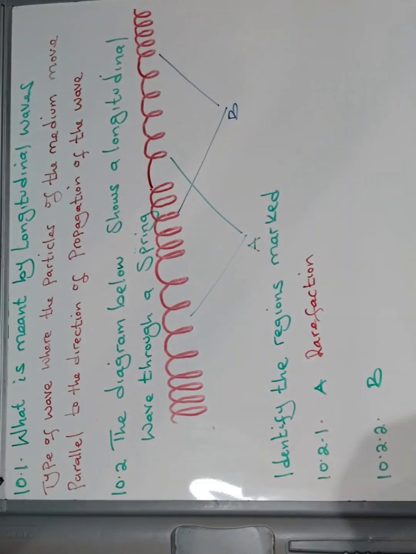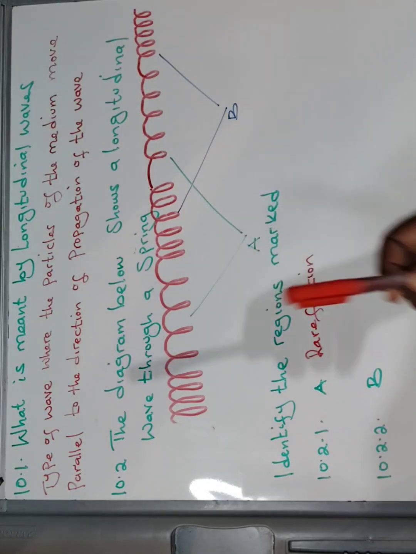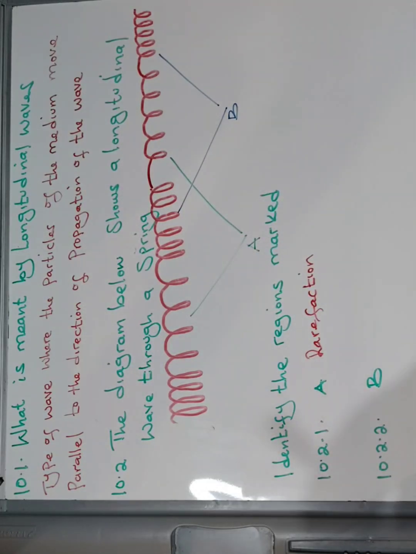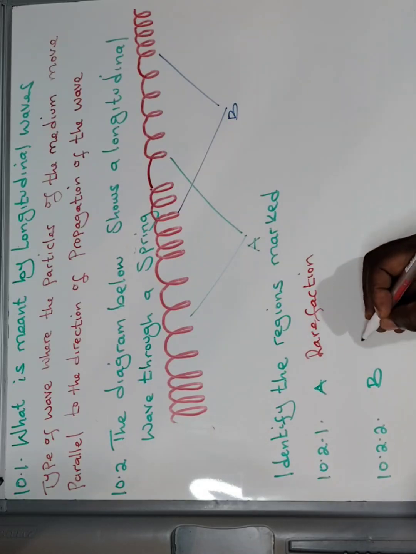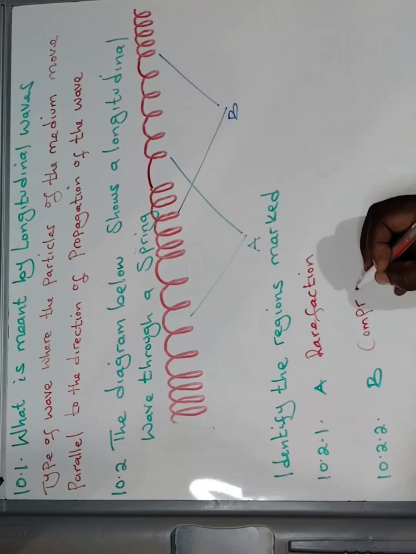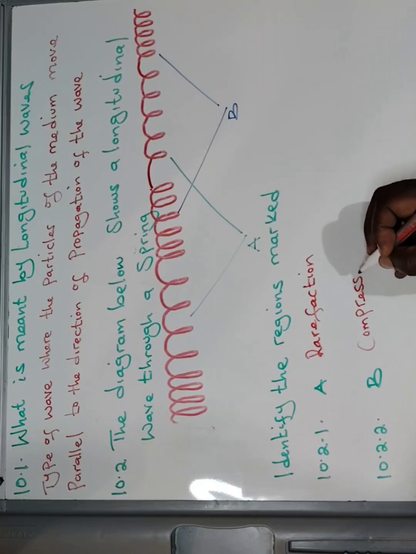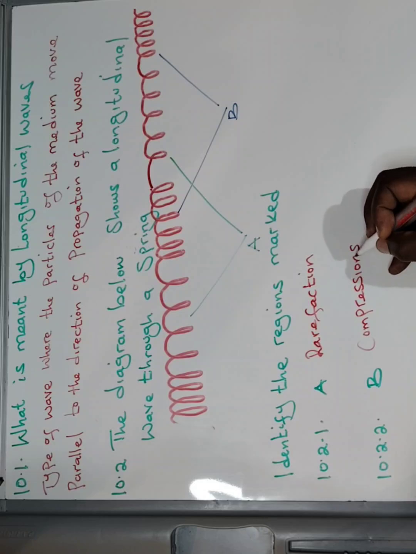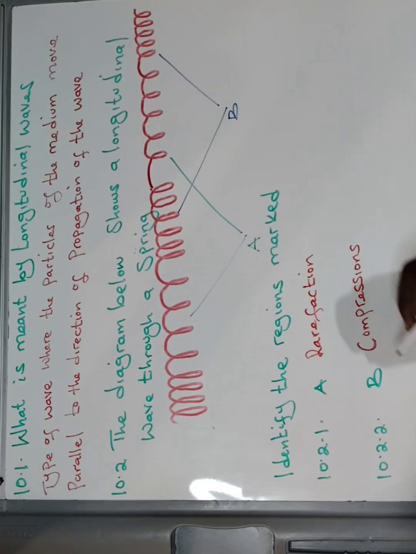And the regions or areas marked by B. B represents regions where the coils are closer together. And those regions are called compressions. So that is that.